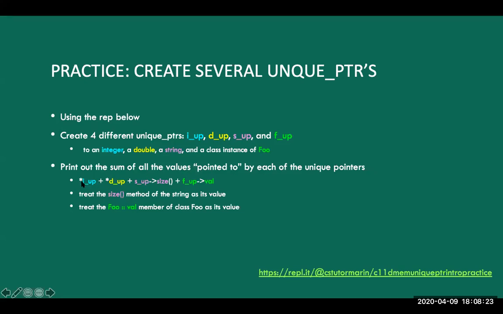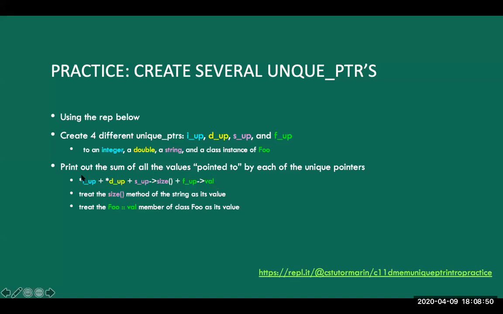Now, some of these things, like integer and a double, you can add. You can say, give me what I unique pointer points to, and give me what D unique pointer points to. But when you get to a string, we need to use the arrow to get the size of the string. So we're going to add up the length of the string as part of its integer number. And then for the foo class, we're going to say, give me the value of foo. So FUP, or foo unique pointer arrow val, gets the value.